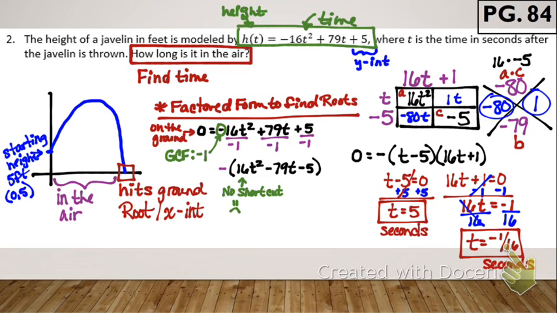Do both of these make sense? No, can't have negative time. So I'm going to throw this one out, not because we did anything wrong, but because in this situation, that answer doesn't make sense. So 5 seconds is how long it's in the air.